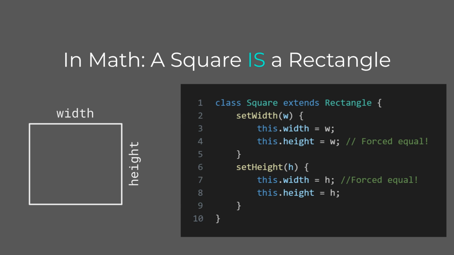Now, in geometry, a square is a rectangle. It's a special type of rectangle where all the sides are equal. So, as a developer, it feels natural to make a square class that inherits from rectangle. But here's the catch. To enforce the rules of a square, if you set the width, you must also automatically change the height to match. We override the setters to link the two dimensions.